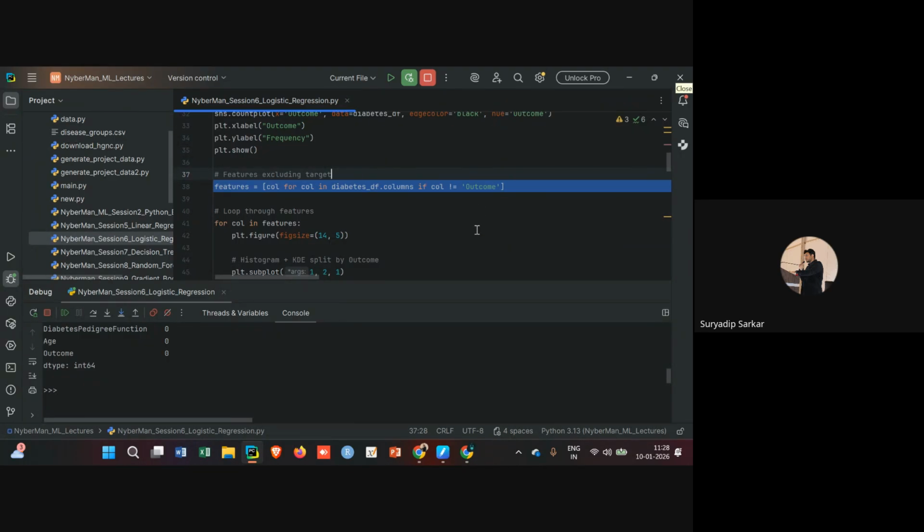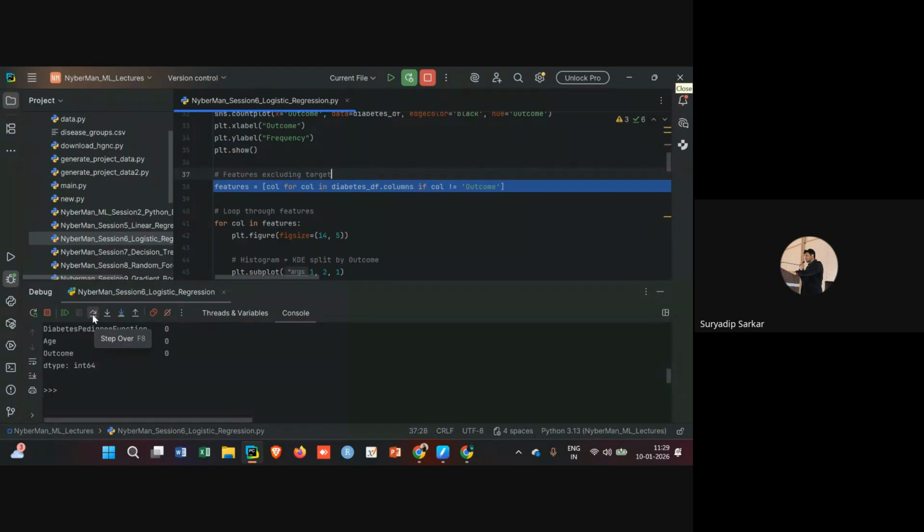So what will this do? This will basically keep all those columns which are not outcome, and it will pass it on as a part of this list. So the way I have written here, this is something known as a list comprehension, and this is available in Python. So how you read it is that in features include col, right? But what is the condition for you to include col? For col in the diabetes df columns, if col is not equal to outcome, that is what is going to happen here. So this is kind of like a one liner list comprehension.